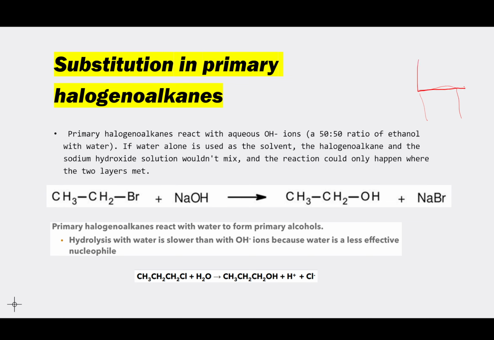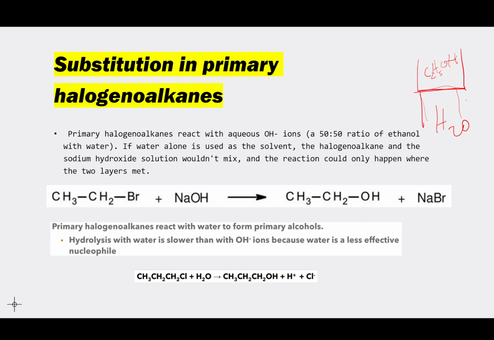Let me just write it like this. So we're going to have H2O, and we're going to have C2H5OH, that would be CnH2n+1OH. That would be 5, right? 1, 2, 3, 4, 5. Okay, so that is it.